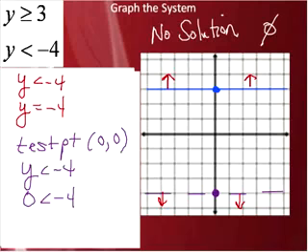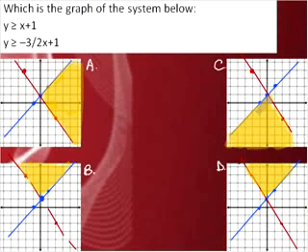And last but not least, I threw this one in here because on your quizzes, you usually have to identify the graph that corresponds with the system of equations, which I know can be a little bit tricky. So we're going to take a look at this one. And before we even get started, if you look, all of these look the same except for the shading. So I want to determine which inequality goes with which line.